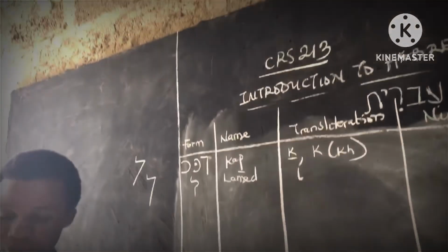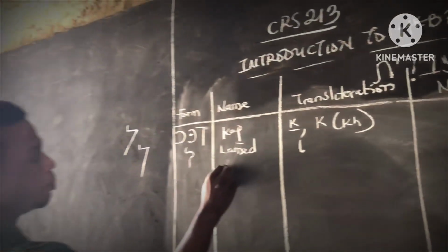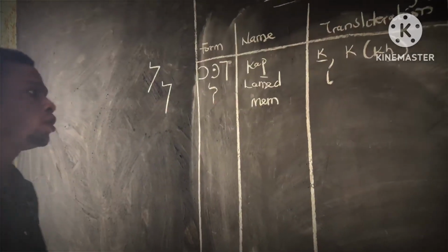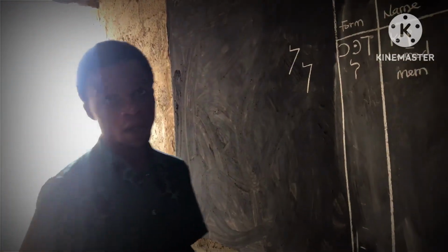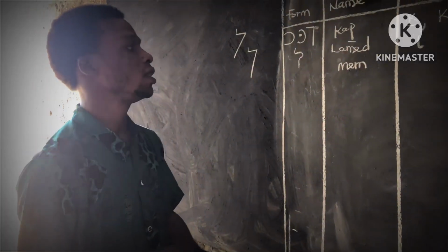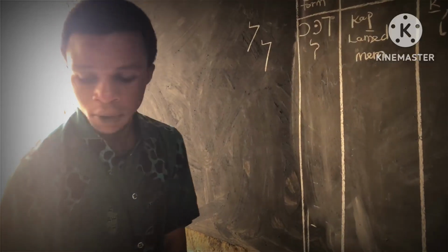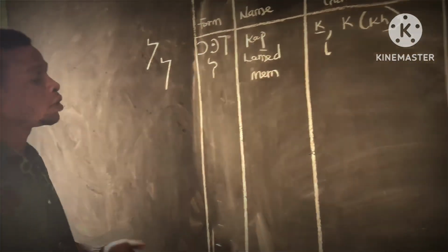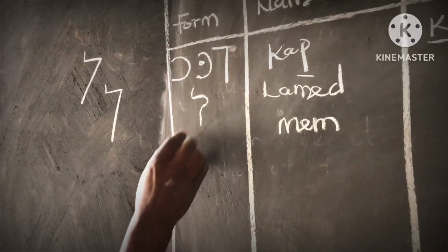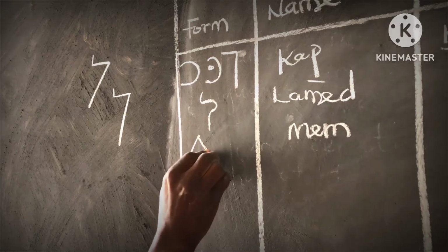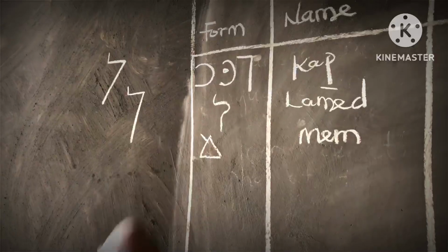The next letter is what we call mem. At this point too, there are two ways by which you can write mem. But in this video, I'm going to give you the simplest way by which you can write it in its original form. The normal mem is this one. Just write it as this and stroke it this way.